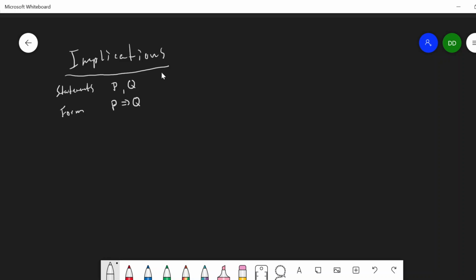Right, so this is an implication. I have 2 points here. One is that it's not commutative. That is, P implies Q is not always the same thing as Q implies P. These are not always the same.